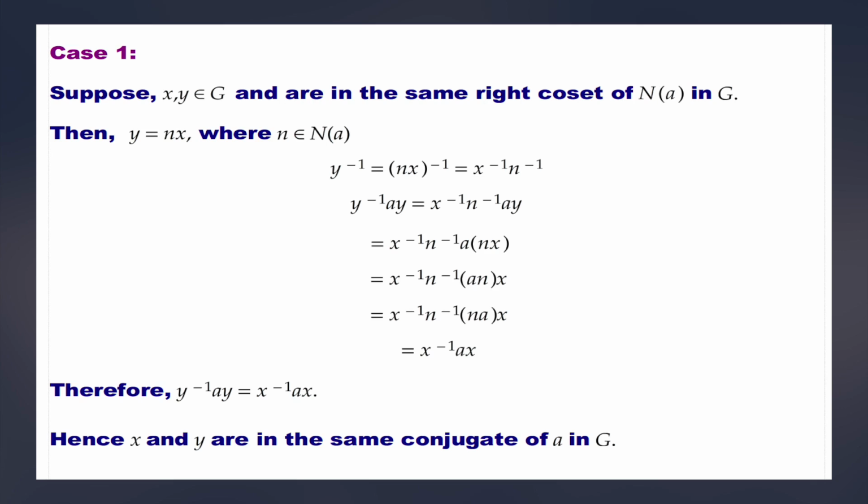The answer is y inverse a y = x inverse n inverse a y. So x inverse n inverse a n x, because y = nx, equals x inverse n inverse a n x by the associative law. Since an = na, x inverse n inverse n a x = x inverse a x. Therefore, y inverse a y = x inverse a x. Hence x and y give the same conjugate of A in G.